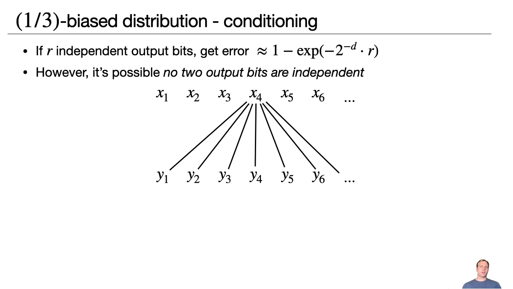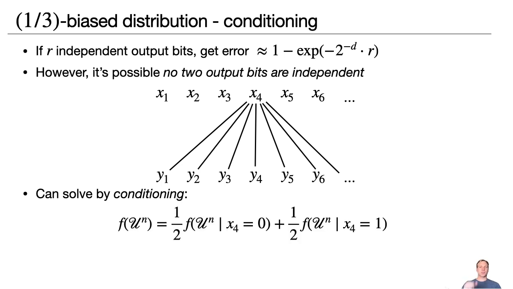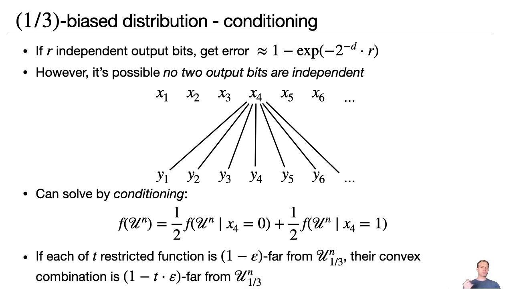Well, the way to get around this is by conditioning on the value of x4. In particular, we can write our output distribution as an even mixture of the case when x4 equals 0 and when x4 equals 1. And now we want to reason about these restricted functions and combine everything back together at the end. More precisely, you could show that if you have t of these restricted functions that are far from what they should be, their convex combination remains far from what it should be. And this follows essentially by a union bound.